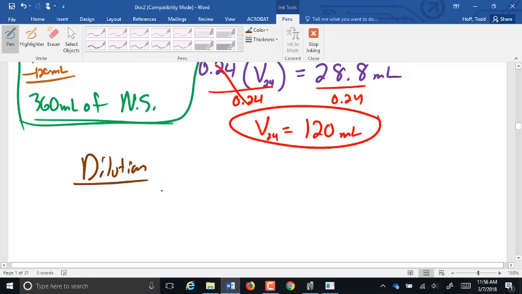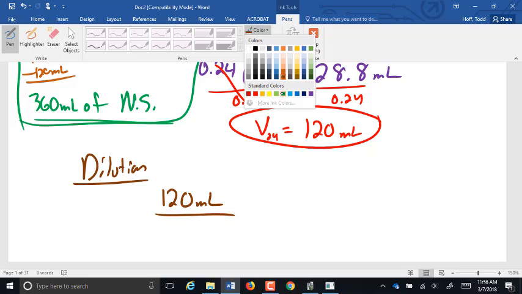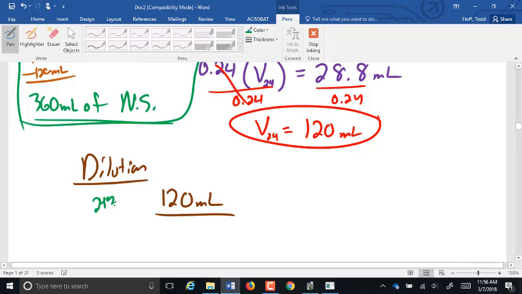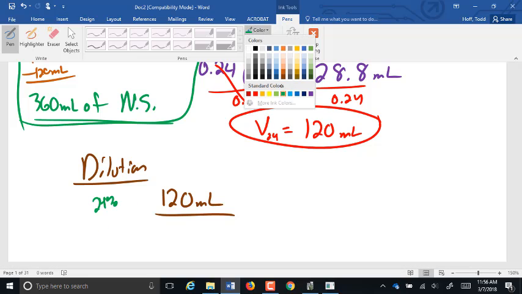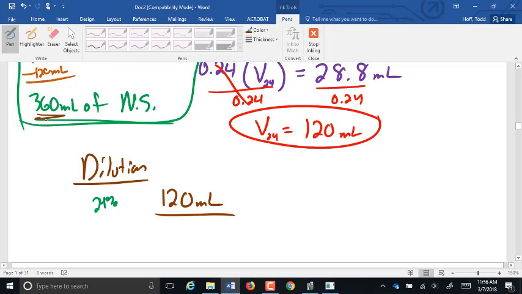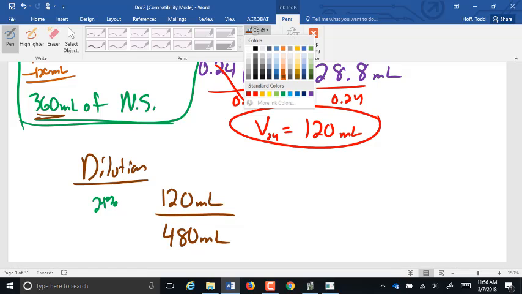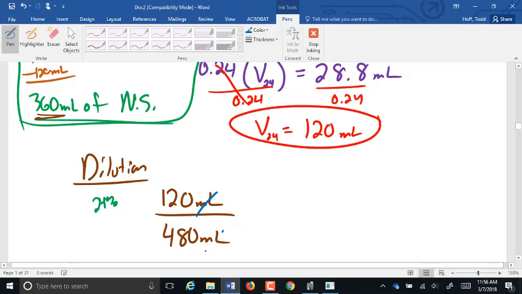The dilution would be, we have 120 milliliters of the concentrate, that's the 24%, over not the 360, but the 480 milliliters of total volume. The milliliters cross off. Both of those actually do divide by 120, giving us a 1 in 4 dilution.